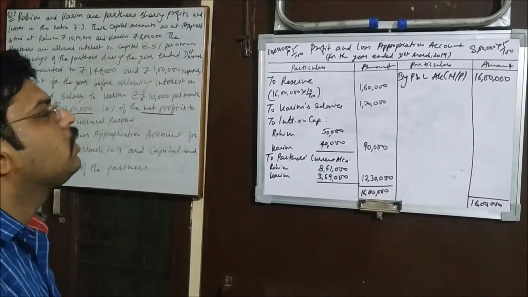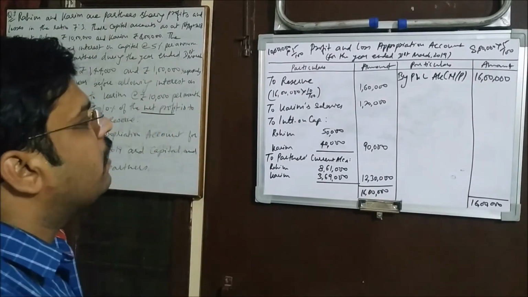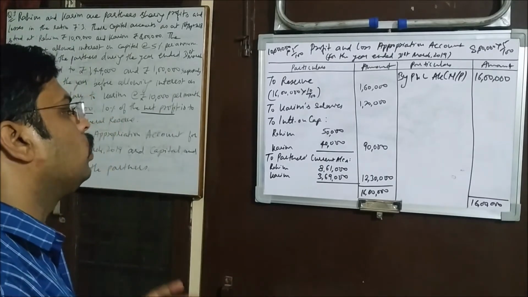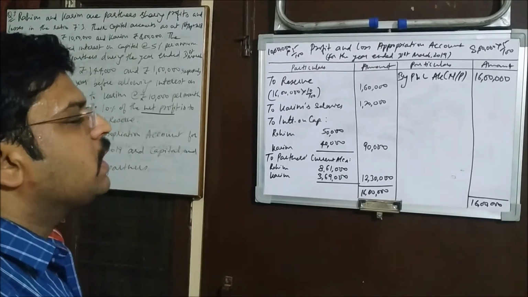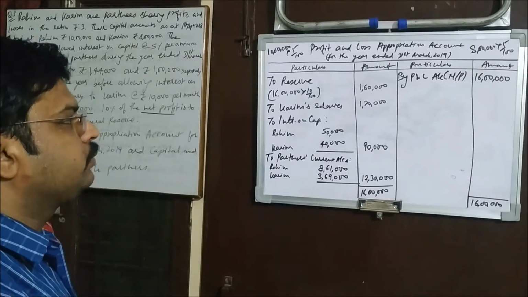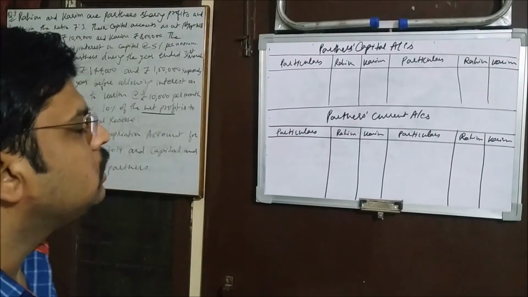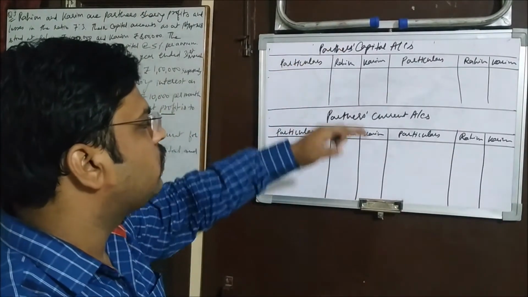That is what the profit and loss appropriation account looks like for this question. Everything has been mentioned there. Now we are going to prepare the capital account and current account together. You can see these are the formats for the capital account as well as the current account.